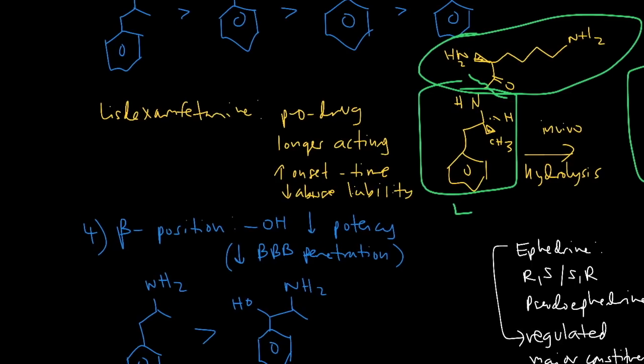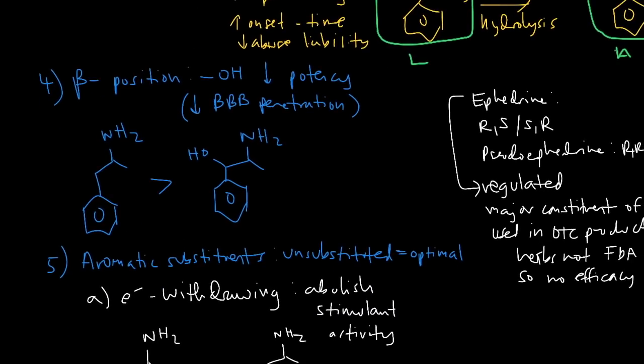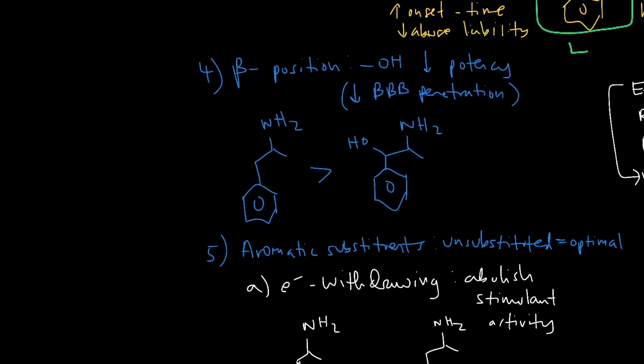Number four, the beta position. Adding hydroxyl at the beta position reduces potency. Because, remember, hydroxyl groups are not lipophilic, they're hydrophilic. Hydroxyl groups, not lipophilic, therefore do not penetrate the blood-brain barrier. Therefore, they can't produce stimulating effects.